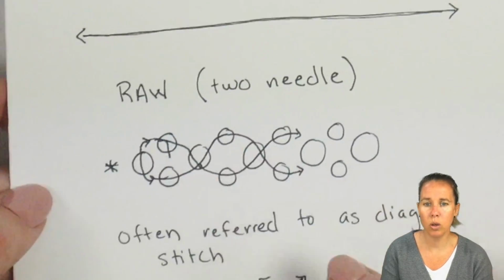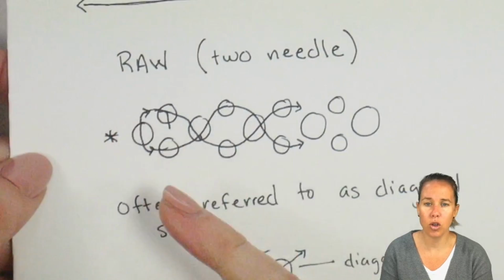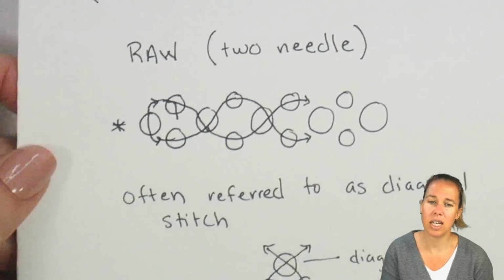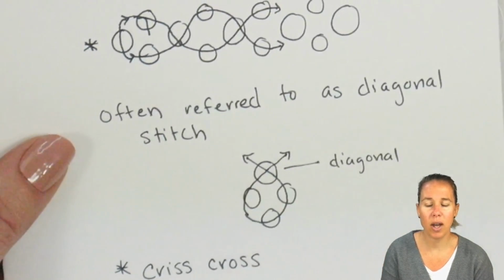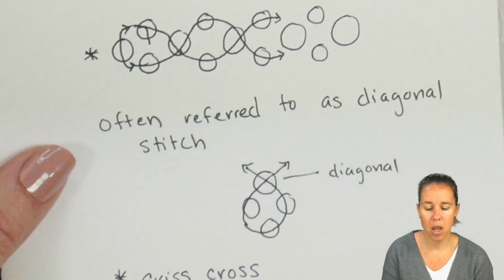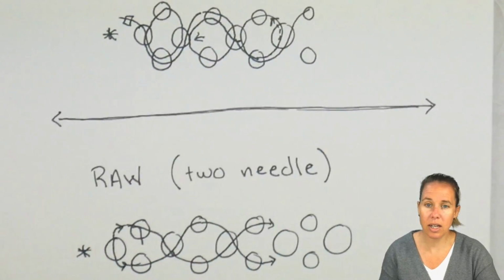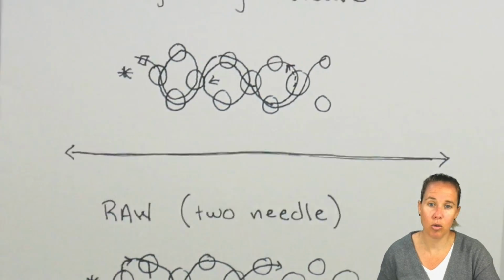Same deal with the 2 needle right angle weave. You can draw your thread path if you want. This one is very easy and very simple to get, knowing that you have that diagonal stitch. Both stitches are nice, both are easy, both are going to get you that same result.